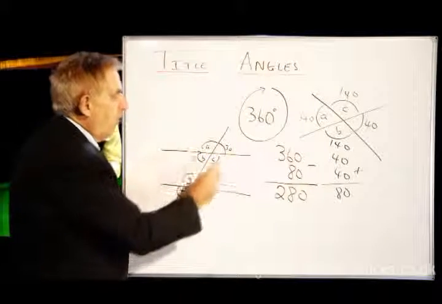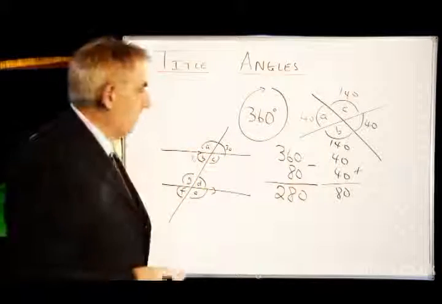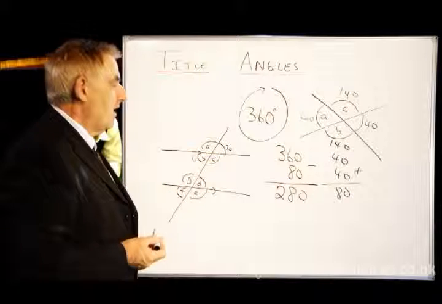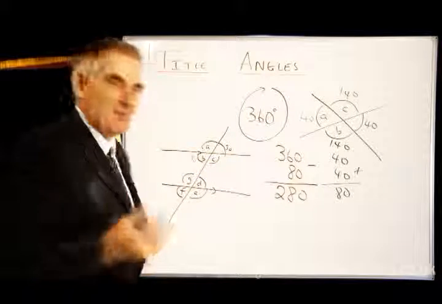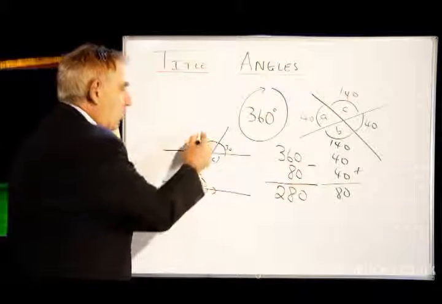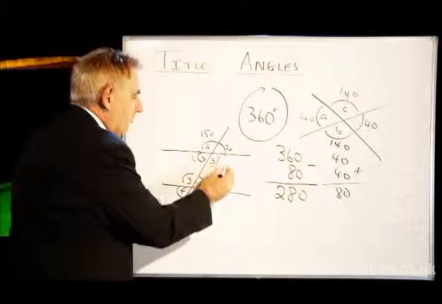Now we know that all those add up to 360, yeah? 30 and 30 is already 60. So these two must add up to 300. So if they add up to 300, think about it, they're going to have to be 150 each, yeah?